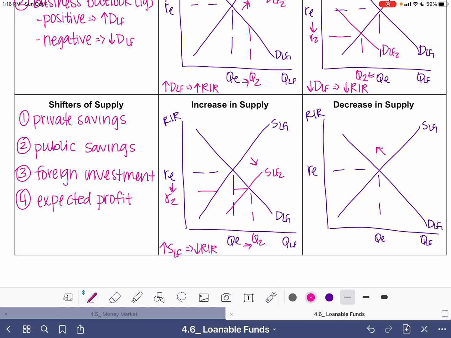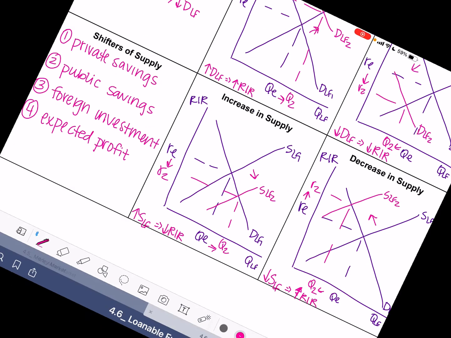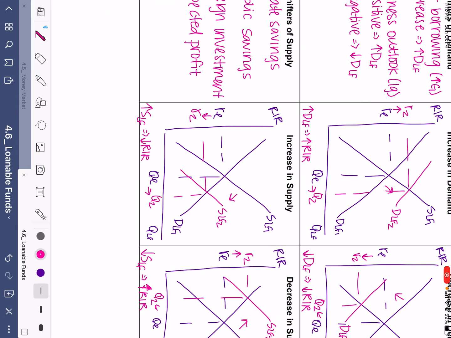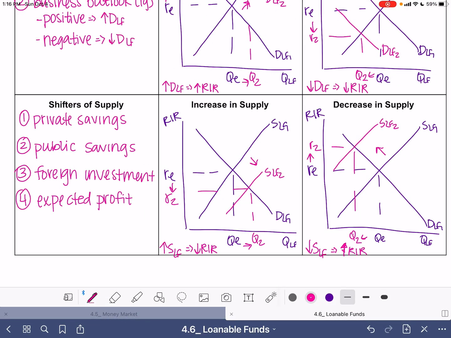Then decrease in the supply of loanable funds is going to go to the left. We have Q2 and R2. So when we decrease the supply of loanable funds, that's going to increase our real interest rate. So same thing, the supply of loanable funds is going down. We're not having people save money anymore, which is going to lower the amount of loans, which will then increase that real interest rate.